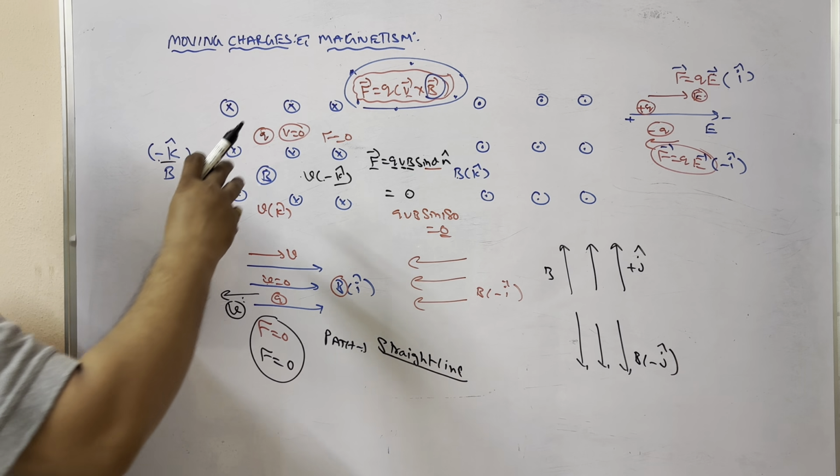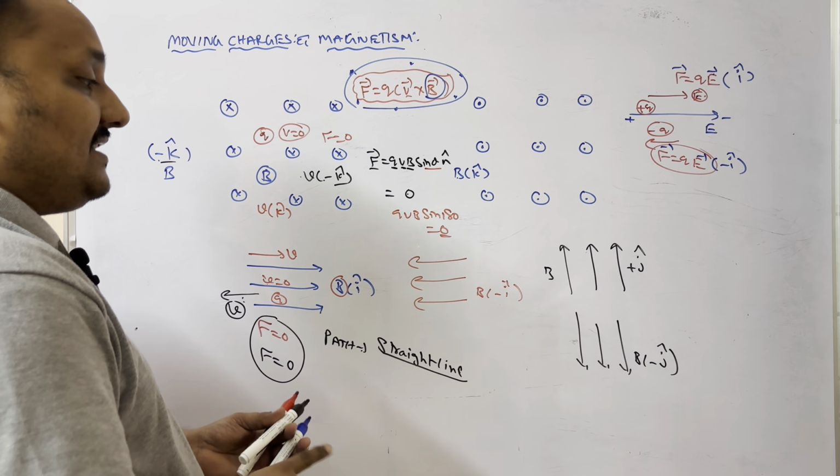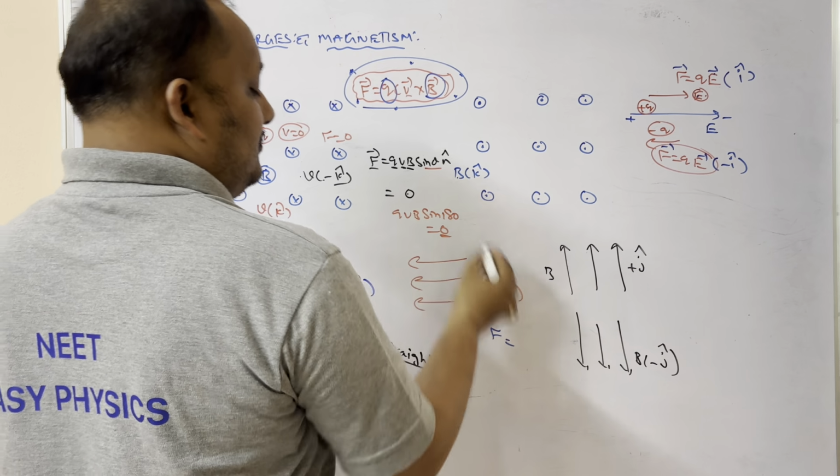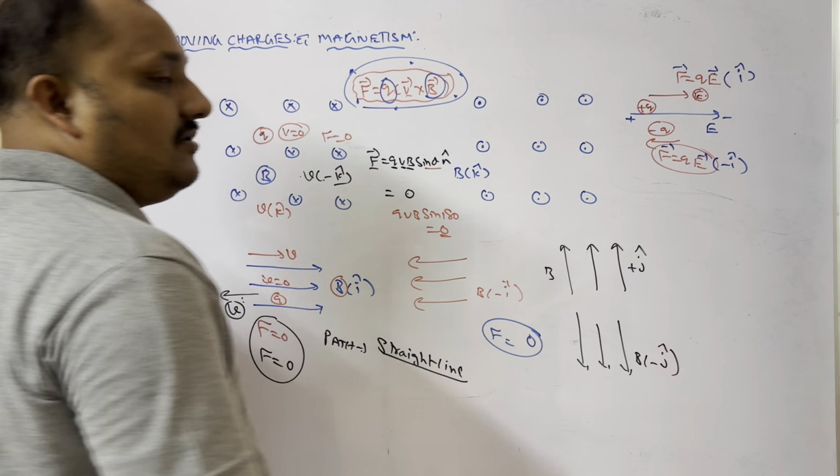Next, a neutron is entering the field. A neutron is entering means, what is the neutron charge here? Neutron charge is 0.